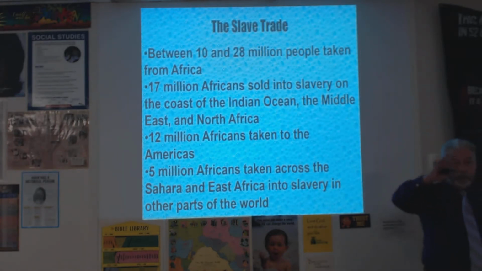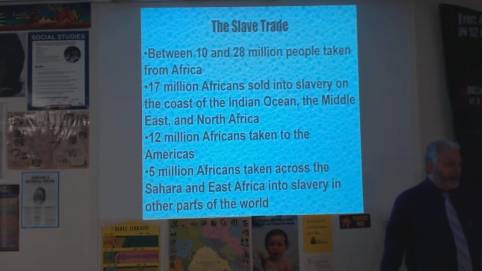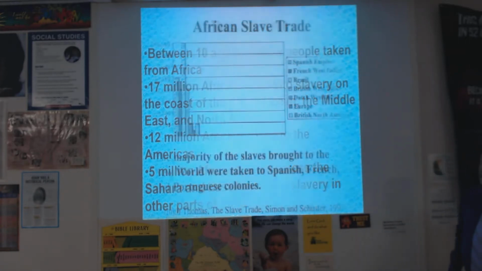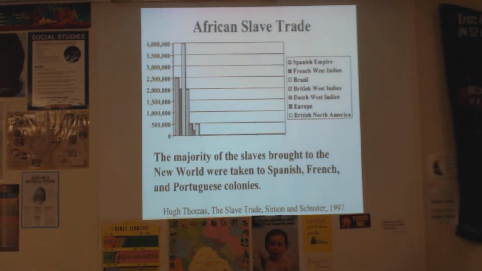In fact, the United States is a very small part of what was going on with slavery at the time, African slavery. This shows you the different European countries that were involved and how much. It's difficult to tell the colors on here, but it goes in order, I think. So the Spanish Empire, you can see, is here. The French West Indies. Look at Brazil. Brazil had a lot of slaves. And of course, that's run by the Portuguese. The British West Indies, Dutch West Indies, Europe, very small amount comparatively, and then British North America.